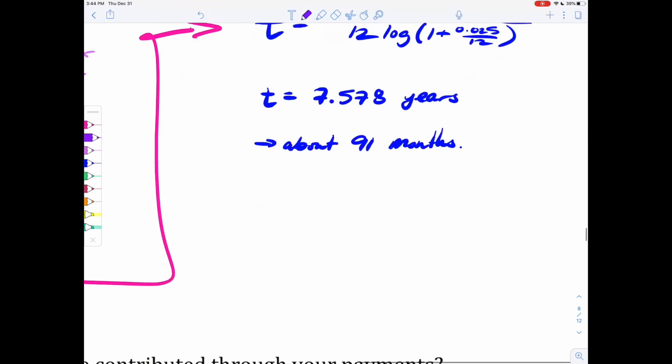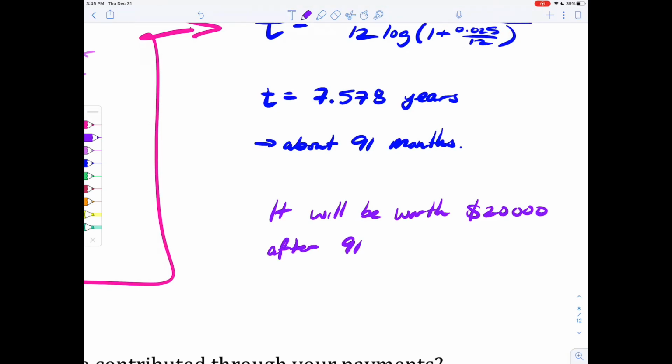So, we can state finally, it will be worth $20,000 after 91 months. You can try what happens with 90 months if you want, because 7.758 years is like 90 point something number of months. But after 90 months, it won't be enough. It will be just a little shy of 20,000. 91 months will take you there.